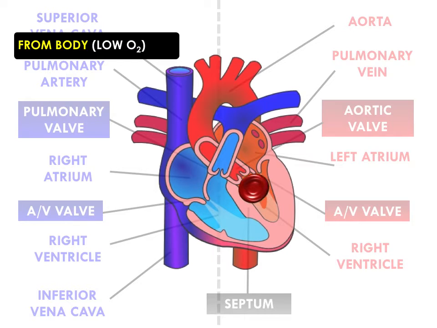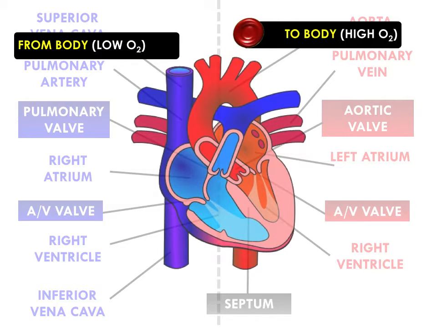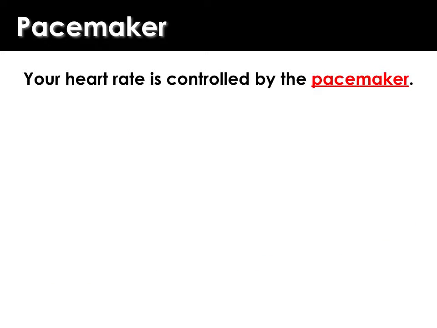From the left ventricle, it'll go into the aortic semilunar valves and move to the aorta. It will then go to the body and distribute oxygenated blood to the rest of the body.